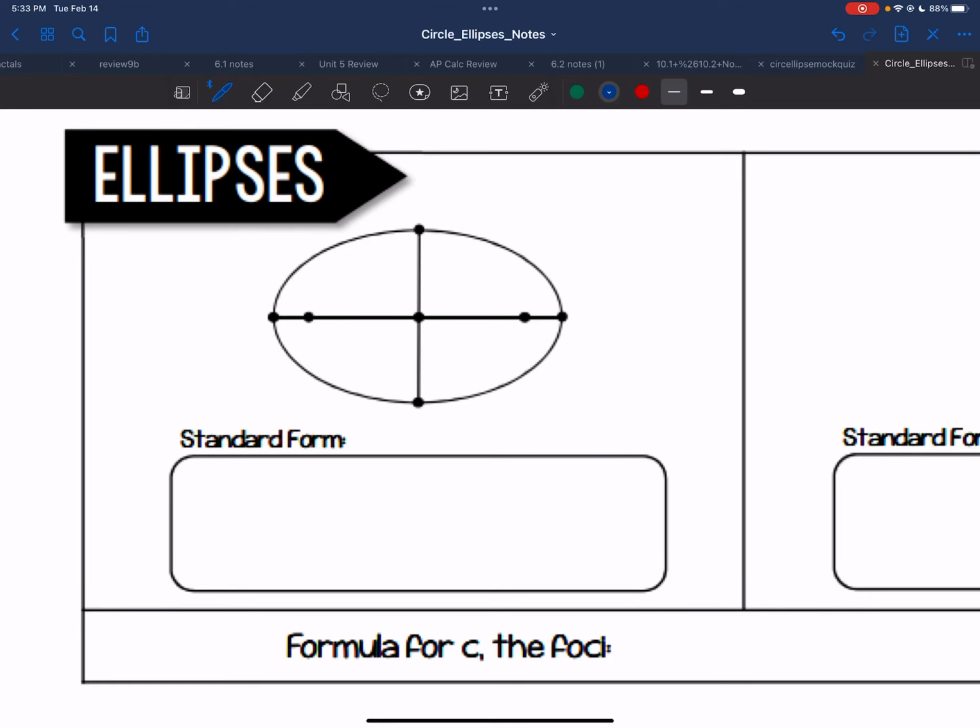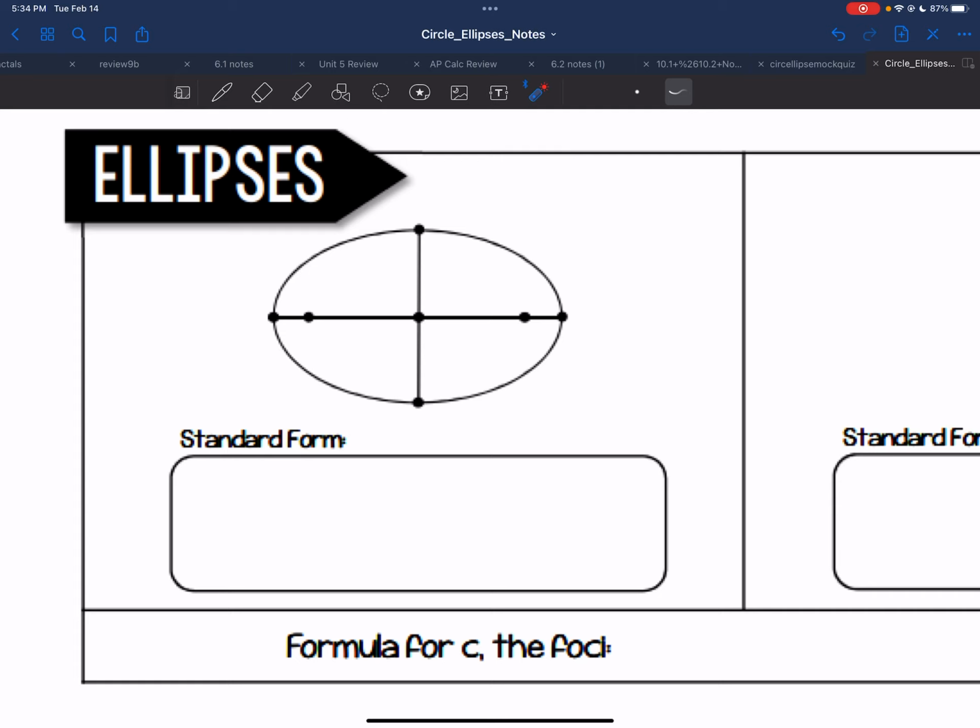Let's look at ellipses. Ellipses are the next type of conic section, where the plane that cross-sections your cone is at a tilt. Your circle was perpendicular to the axis of your cone, but this one is going to be skewed a little bit or slanted. So that's how you get an ellipse.